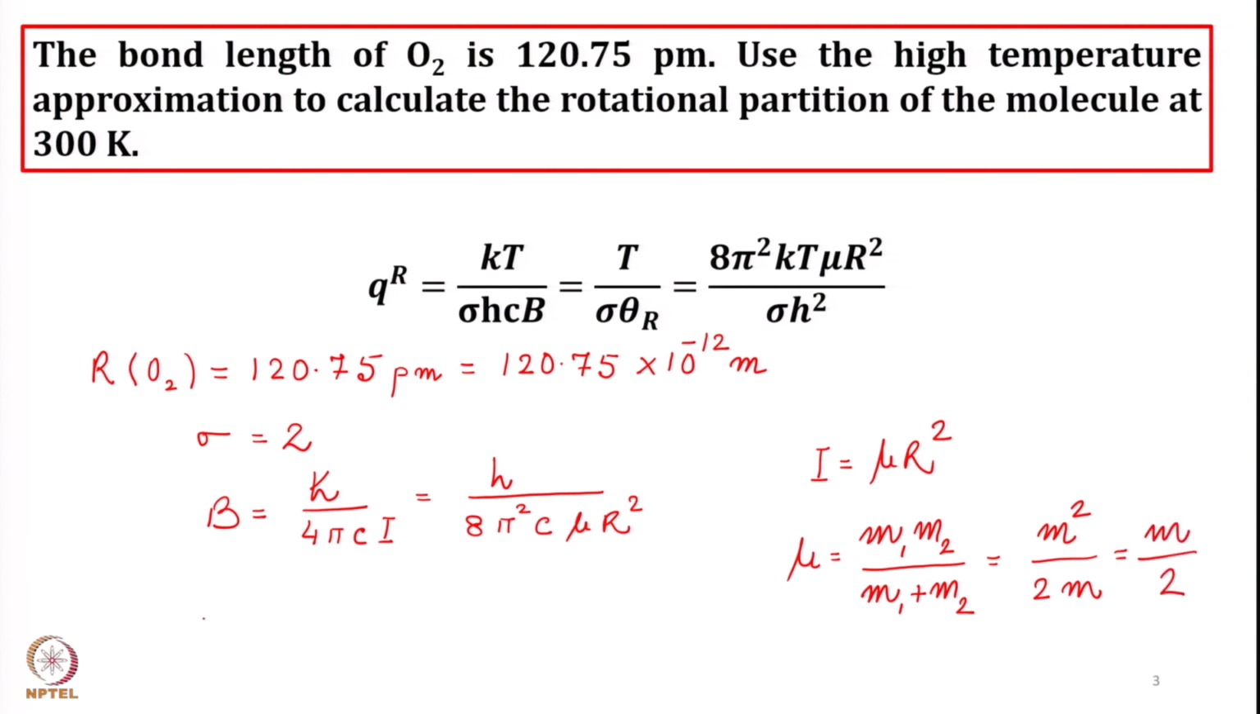So now I have B is equal to h over 8 pi square c, and what I have is mu r square. For the time being, let me retain mu r square, and this B, which is h over 8 pi square c mu r square, can be substituted over here.